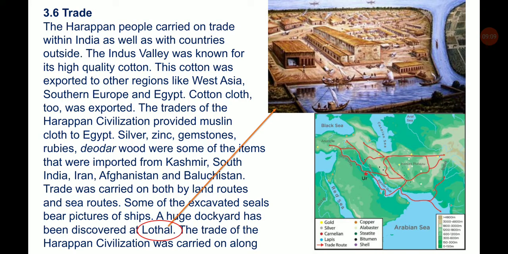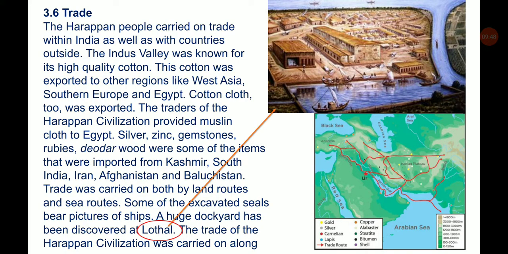Trade. The Harappan people carried on trade within India as well as with other countries outside. The Indus Valley was known for its high quality cotton. This cotton was exported to other regions like West Asia, Southern Europe, and Egypt. Cotton cloth too was exported. The traders of the Harappan civilization provided muslin cloth to Egypt.